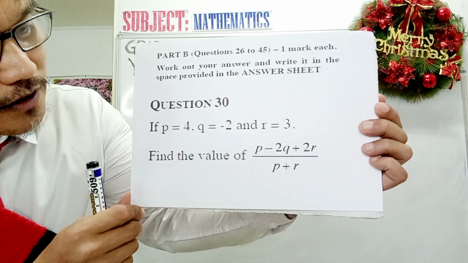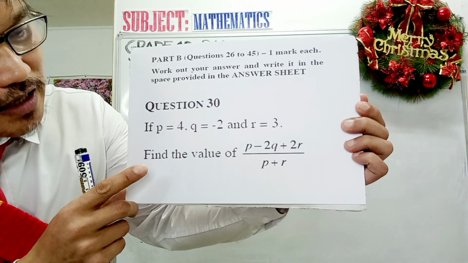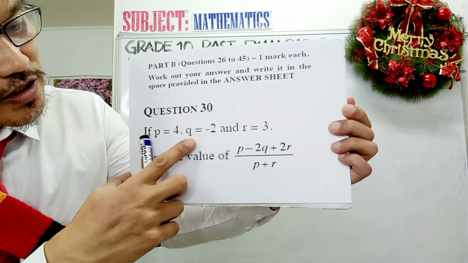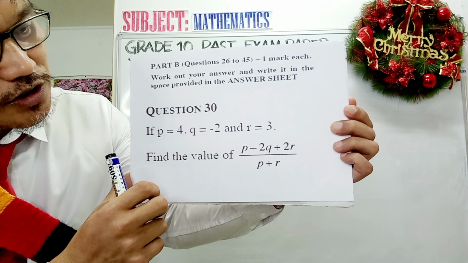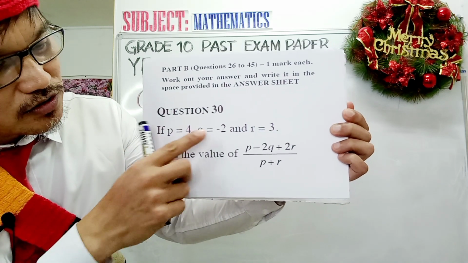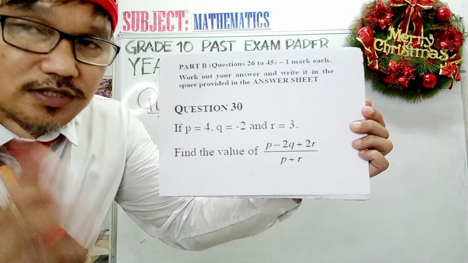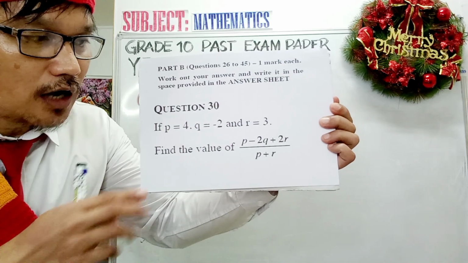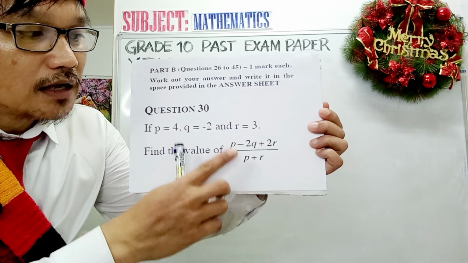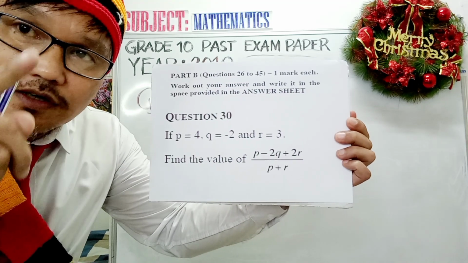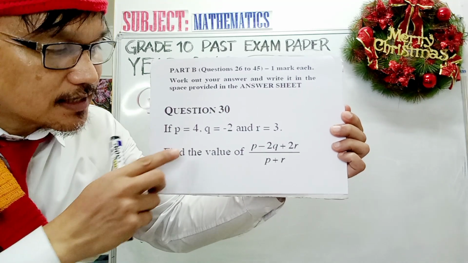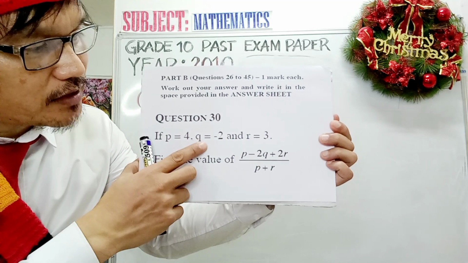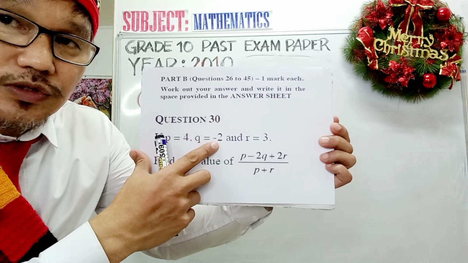This is all about substitution. You are going to substitute the given values: P is equal to 4, Q is equal to negative 2, and R is equal to 3. All you need to do is substitute these values, but you have to be very careful because of the sign. When you substitute the value into the given expression, you have to always use brackets, open and close bracket, especially if the value of the pronumeral is negative. Like for example here, we have Q equal to negative 2.